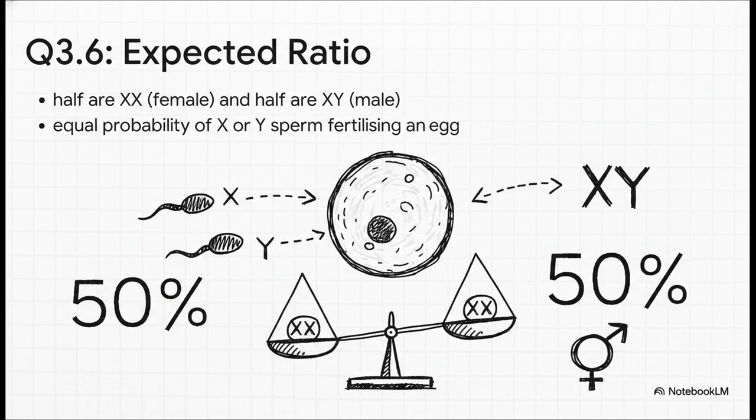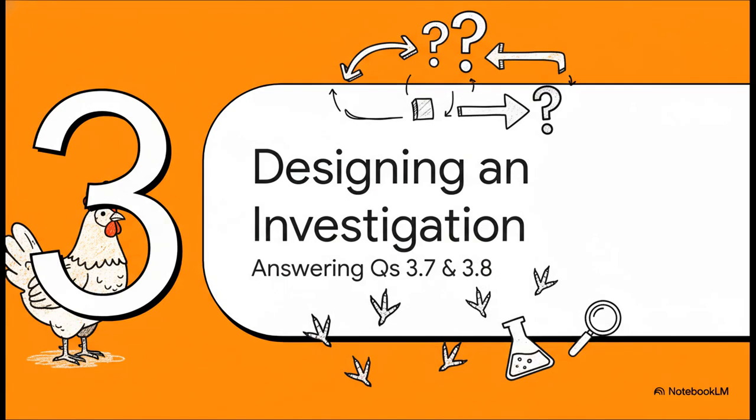Or you could explain that there's an equal chance of an X or Y sperm fertilizing the egg. You could even just refer back to your diagram and say it shows a 50% chance. Any of those will get you the mark. Okay, we're shifting focus again.